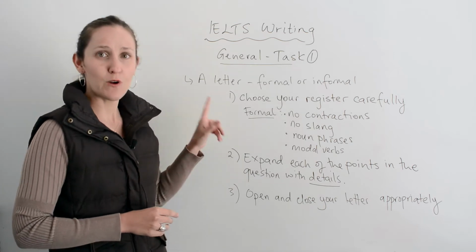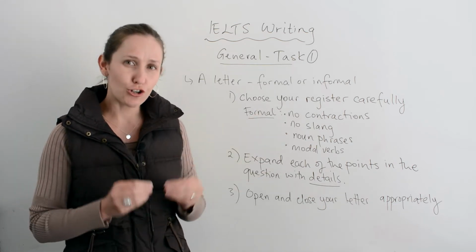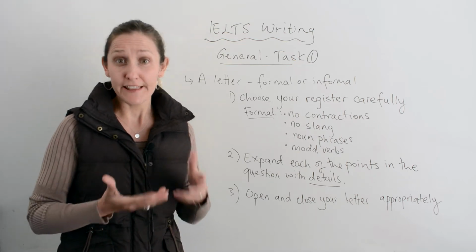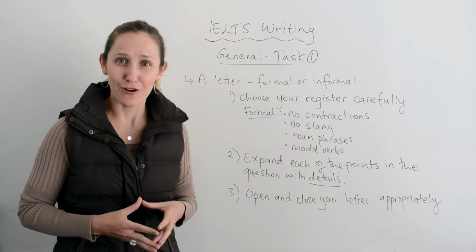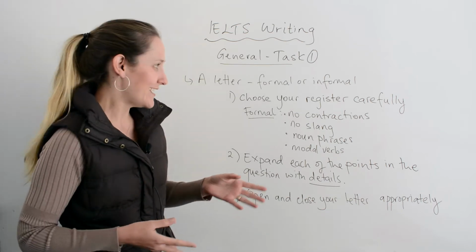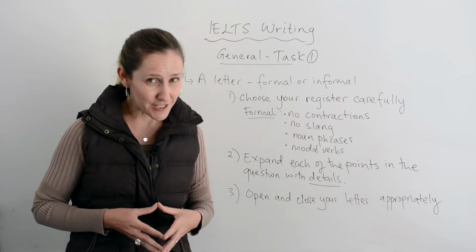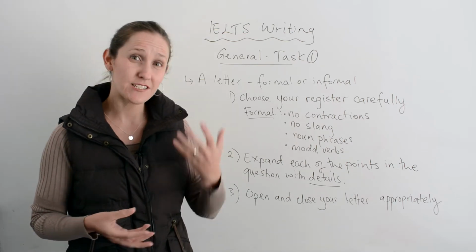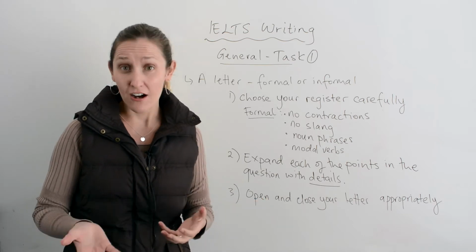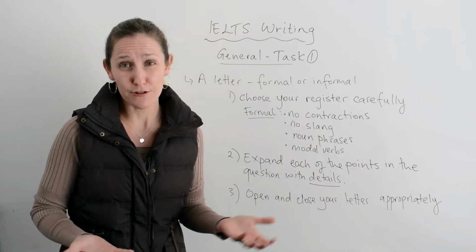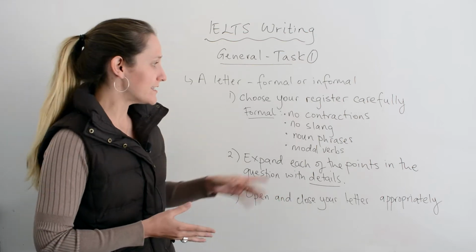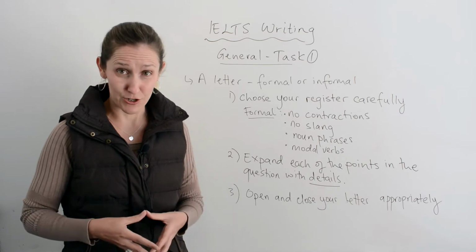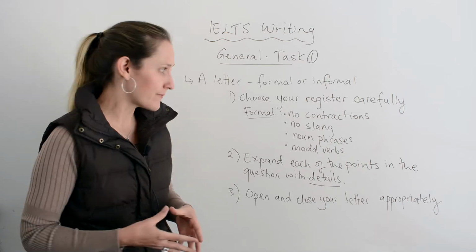The first one is when you choose your register, choose carefully. So if you're writing a formal letter, that will determine the kind of language that you're able to use, obviously. You're not able to use contractions in a formal letter. So for example, rather than saying I'm, you need to say I am. Can't, cannot, don't, do not. The second thing is that you can't use slang or really casual language. You have to be very polite.